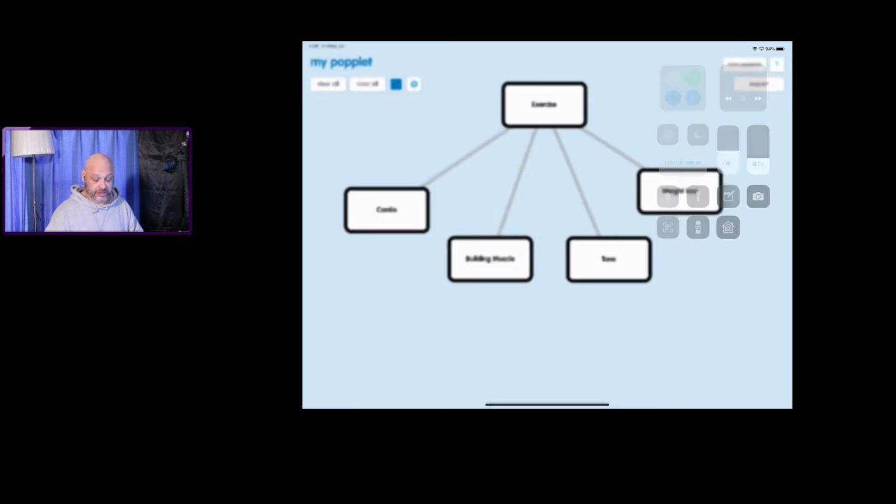Tone. Oh, why did that turn off? You can't see it. This one. Yeah. All right.